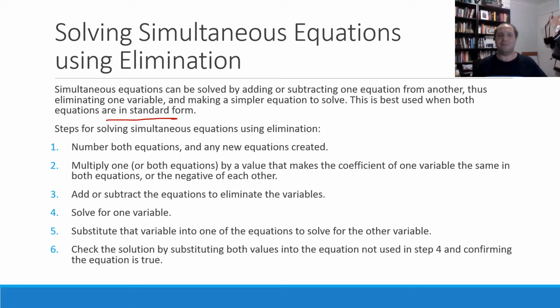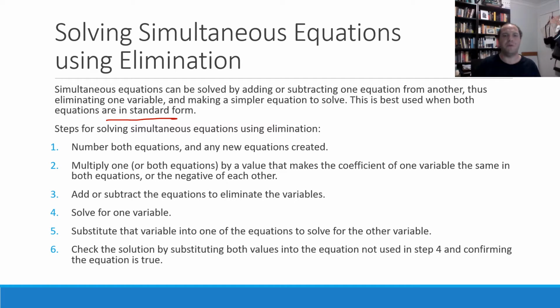Now here are our steps for solving simultaneous equations using elimination. A lot of the steps you'll notice are similar. It's largely step 2 and step 3 that are different. So we still number our equations like we do when we're solving using substitution. Now this step is new.